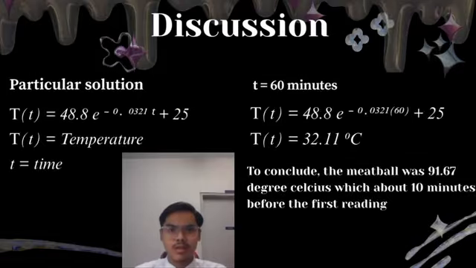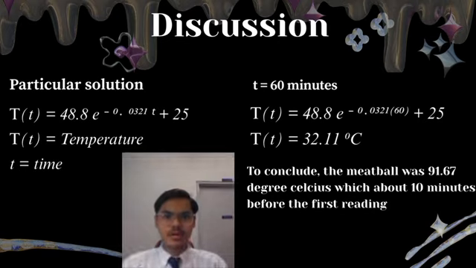Starting with step 2, I was asked to find the particular solution of the cooling model. The cooling constant k equals 0.0321, which was calculated from the data earlier. So, the final particular solution becomes T = 48.8e^(-0.0321t) + 25. This equation will help us find the temperature at any time.